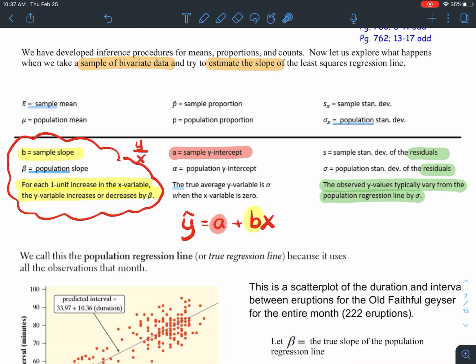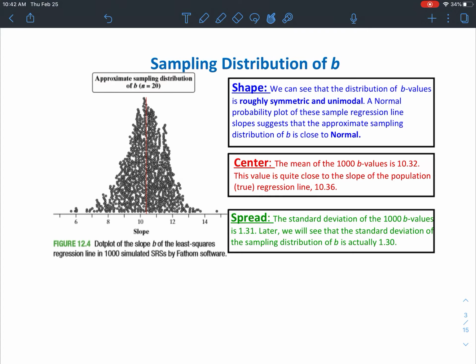Okay, so I want to flip to the next page. Oftentimes when we did this with means and with proportions, we used a sampling distribution to help us hone in on where the true mean, mu, or the true population proportion, p, was. We're going to do that same thing with these sample slopes of regression lines.